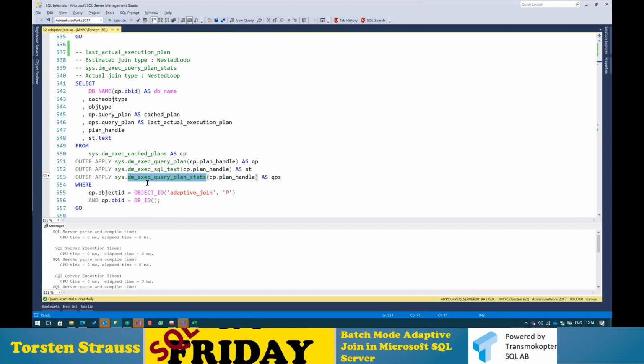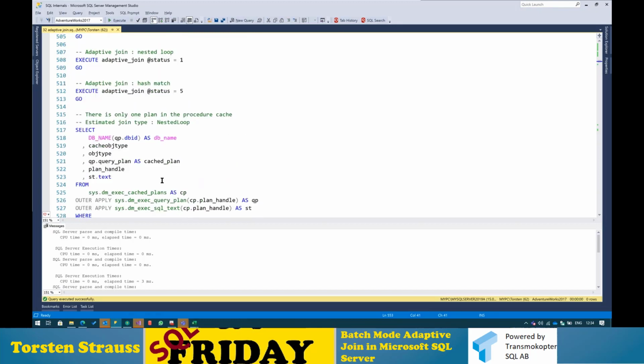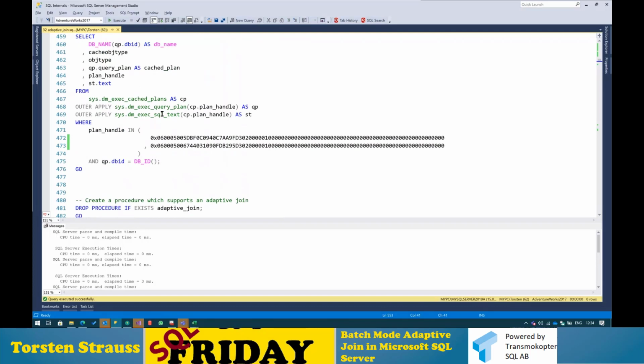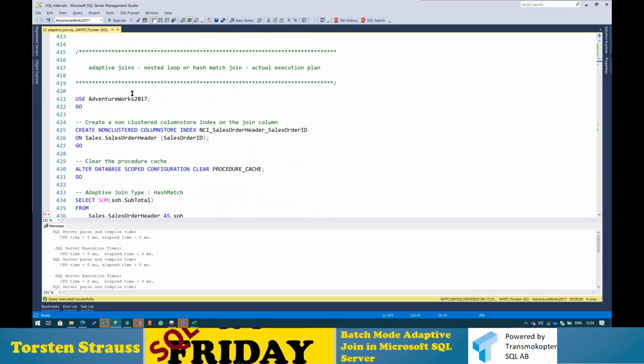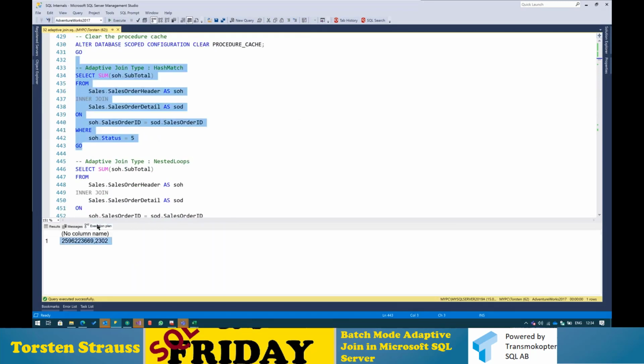First of all, I just want to mention that this is a DMV which was added, I think, in 2019. Maybe in 2017, I do not know it by heart. That's pretty new. So let's go up and execute this example. I just clear the procedure cache and run this query. We know the query already.